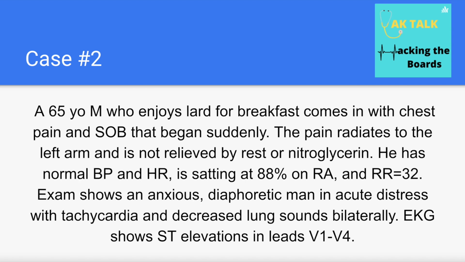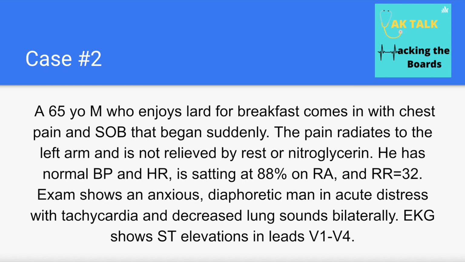Ben, take it away. So now we have a 65-year-old male who enjoys lard for breakfast and is coming in with chest pain and shortness of breath that began suddenly. The pain radiates to the left arm and is not relieved by rest or nitroglycerin. He has normal blood pressure and heart rate, but he's sitting at 88% on room air, and his respiratory rate is 32. Exam shows an anxious, diaphoretic man in acute distress with tachycardia and decreased lung sounds bilaterally. EKG shows ST elevations in leads V1 through V4.